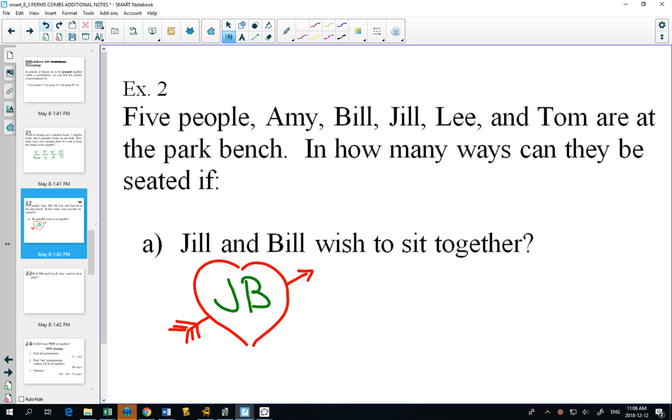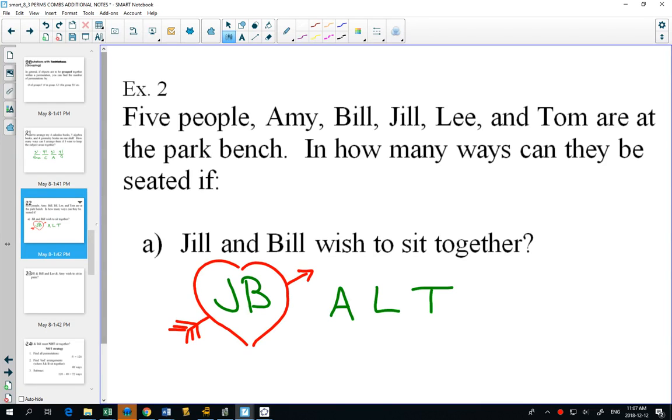Okay? Jill and Bill want to sit together, and then there's still Amy, Lee, and Tom. They don't have to be together. So it becomes a grouping question because you have groups: Jill and Bill together. In a grouping question, we say, how many groups are there? And the danger in this one is to say 2 groups, Jill and Bill and the rest. But do the other 3 have to sit together? No. So technically, we have 4 groups here because Amy, Lee, and Tom are individuals.